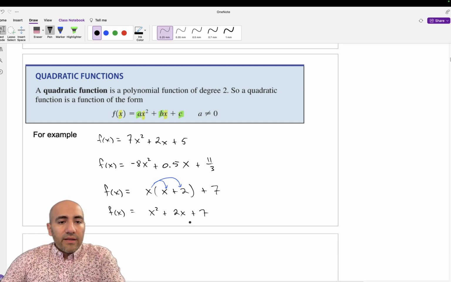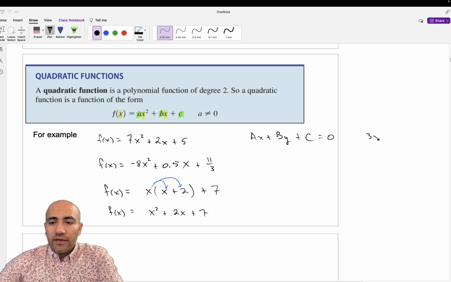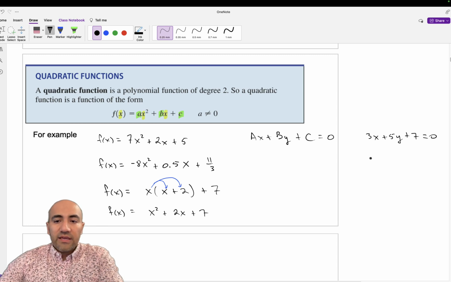Okay, but just like in lines, there's more than one way to represent a line, right? So we learned that, for example, there's the standard form that fits this. This is ax plus by plus c equals 0. This was the standard form of a linear equation. For example, something that looks like this would be like 3x plus 5y plus 7 equals 0. So here is a line in standard form. We also learned the slope-intercept form, y equals mx plus b, right? So for example, something that fits this form could be y equals 3x plus 7.